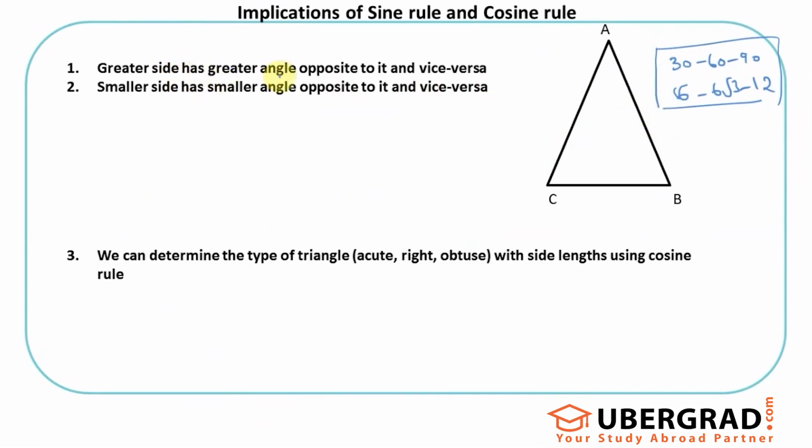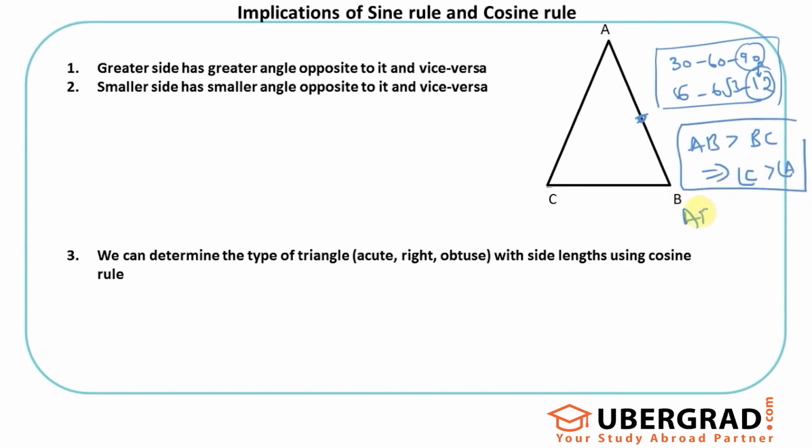Greater side has greater angle opposite to it. What is the greater side here? 12. What is the greater angle opposite? That is 90. That's the largest angle out of the three in the triangle. So let's say AB is the longest side. If I know AB is greater than BC, automatically I can say, what is the angle opposite to AB? C. And BC, what is the angle opposite to it? A. So angle C is greater than angle A. I can come to this conclusion.